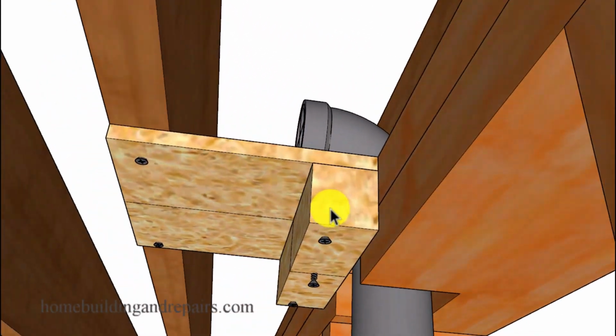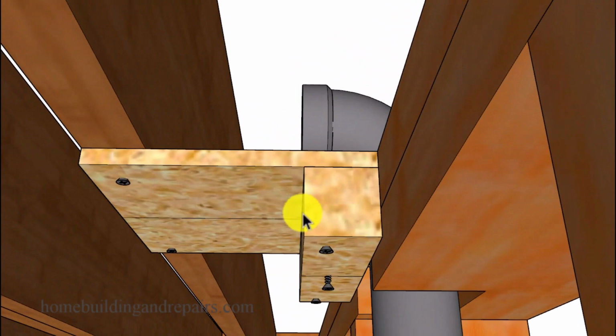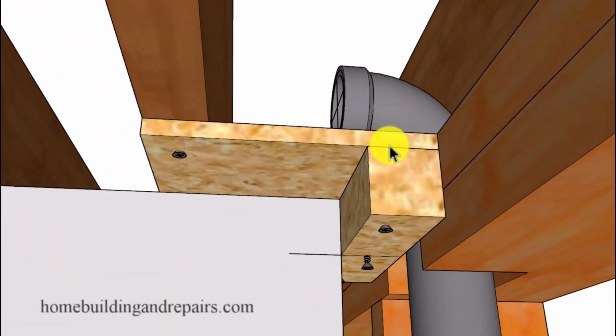So again, we can see where the face of this block, this side right here, lines up with the face or the edge of this pipe fitting. And yours might be different. It might be longer or it might be shorter, depending upon where that fitting is going to be located.